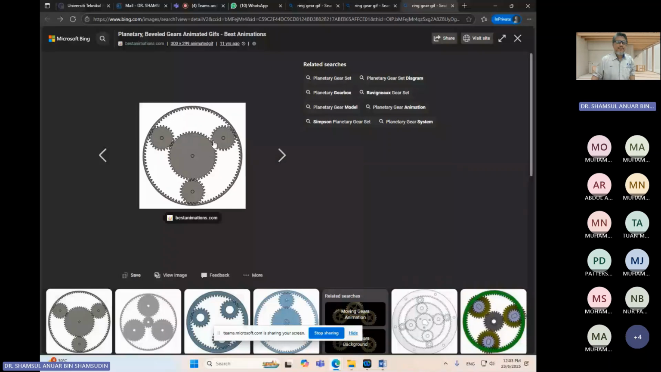Whereas for the sun here and the planet goes clockwise as this thing goes counterclockwise. So the direction is negative. It's opposite. So that's why the ratio will be a negative ratio.